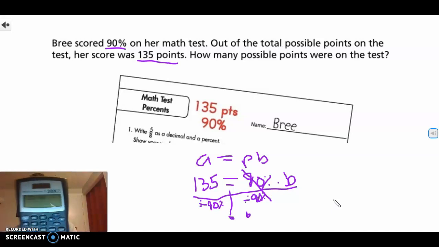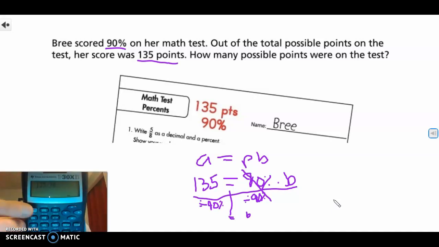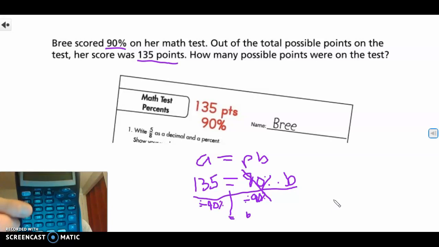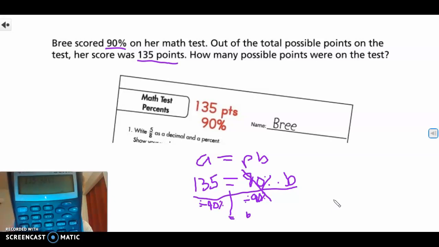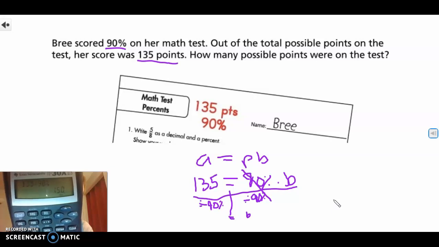And now we got to put our percent symbol in. So we're going to hit the second button. We're going to go down. We're going to find that open parentheses. We're going to hit that and add the percent in. And then hit enter. And you're going to get 150.